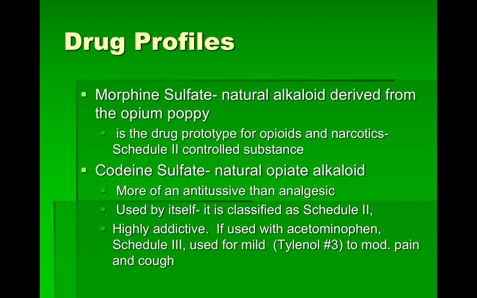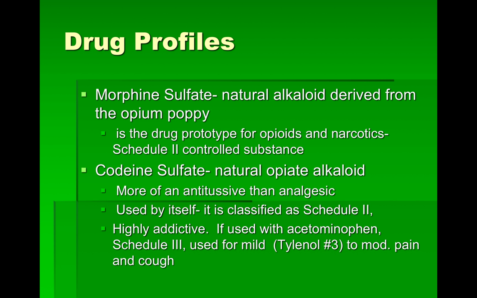Okay, now let's just look at some of the drug profiles. Morphine sulfate is a natural alkaloid derived from the opium poppy. So it's from a plant. It's the drug prototype for all opioids and narcotics. It's a Schedule II controlled substance. Codeine sulfate is a natural opiate alkaloid, more of an antitussive than analgesic. And again, antitussive is cough. Analgesic is for pain. Used by itself, it's classified as a Schedule II, highly addictive. If it's used with Tylenol, they say it's a Schedule III because it's used for mild to moderate pain and cough. Because we've got codeine and Tylenol together, that's why it's called Tylenol number 3.